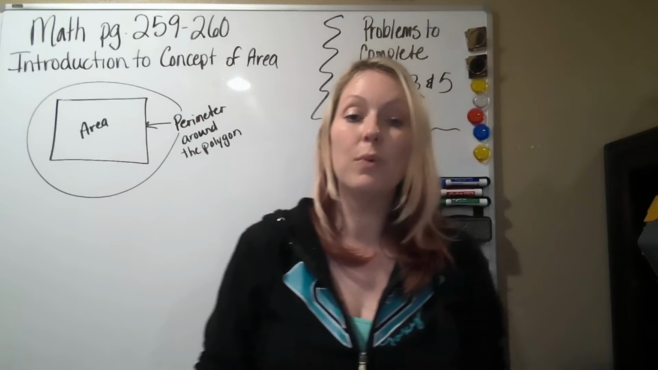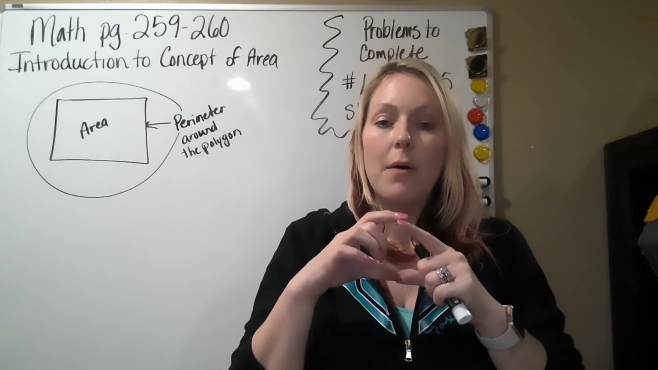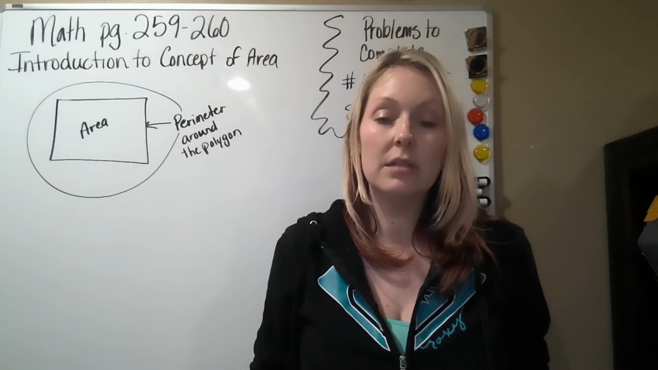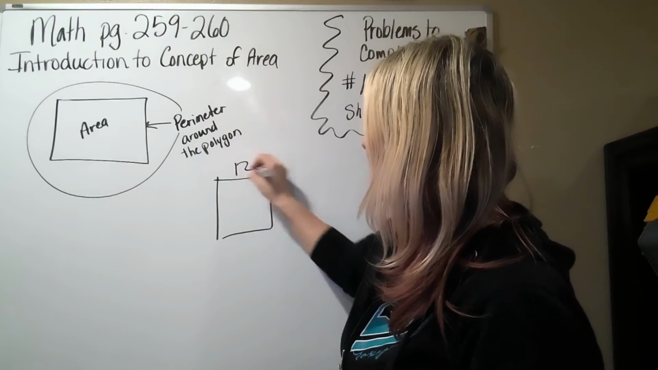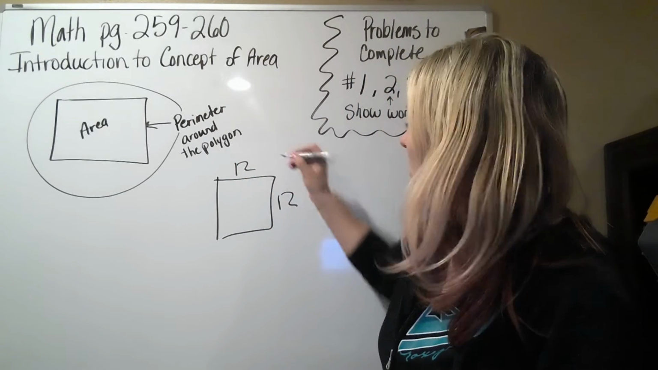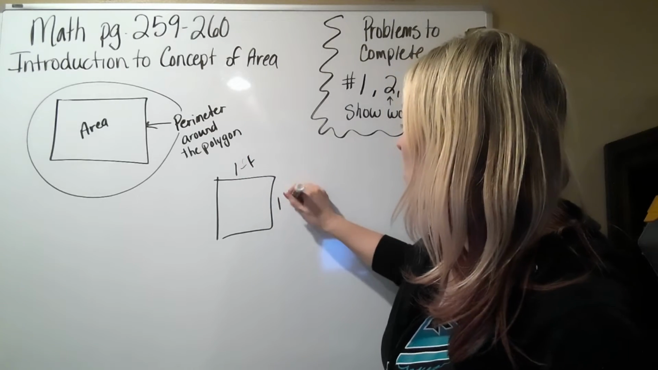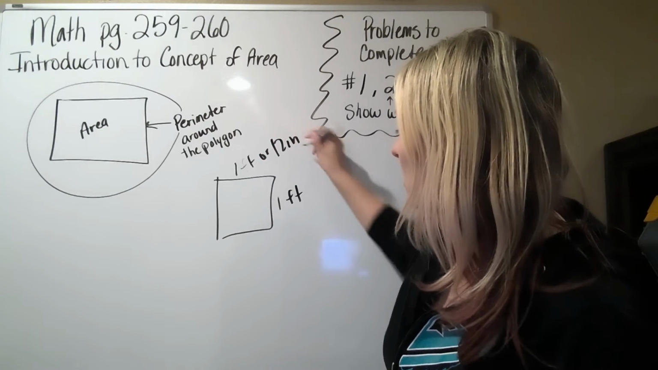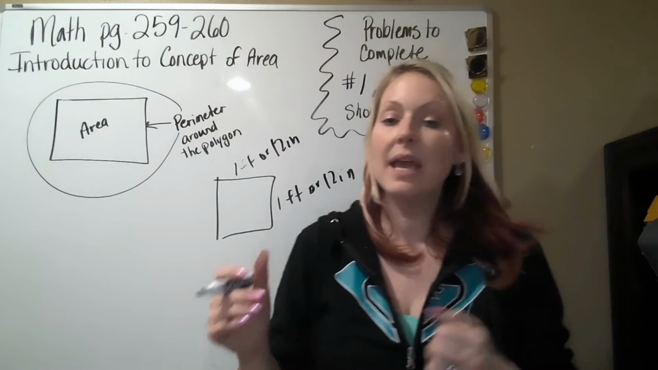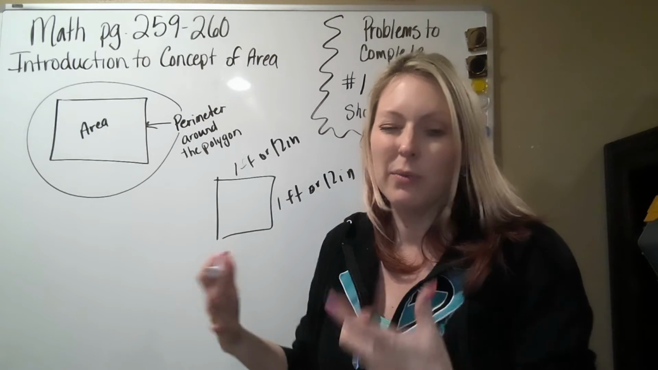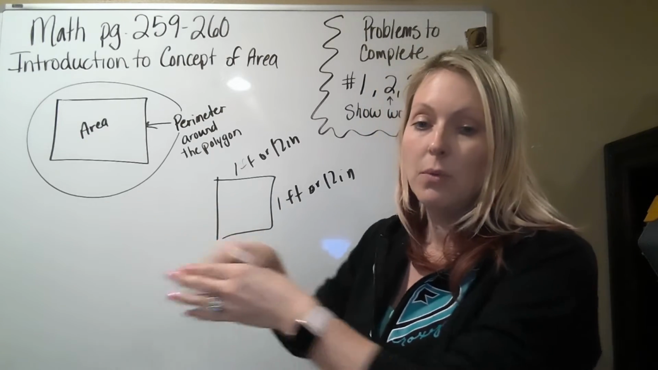Now, what we would do is we would have to measure it out, okay? And we would measure it into square feet, okay? A square foot would be 12 by 12, 12 inches. So 1 foot by 1 foot, or 12 inches by 12 inches, sorry. Okay, so we would measure out 12 inches, 1 foot, right? And we go one by one, one by one, one by one.